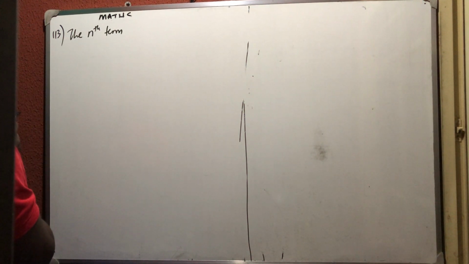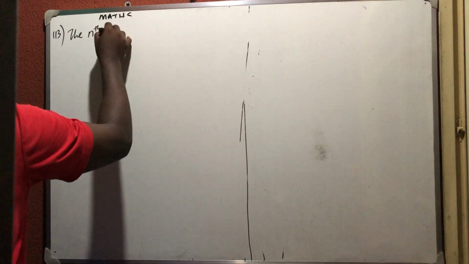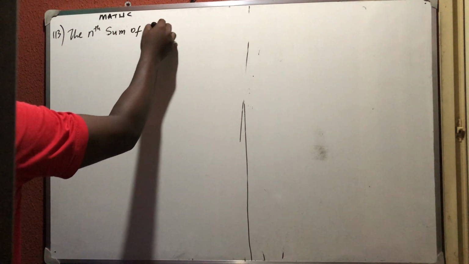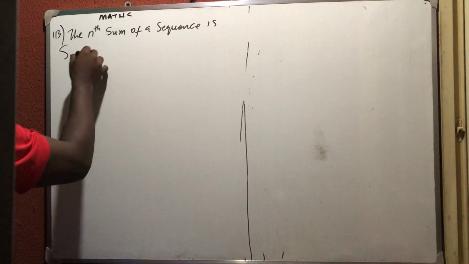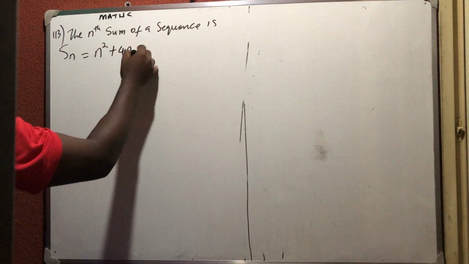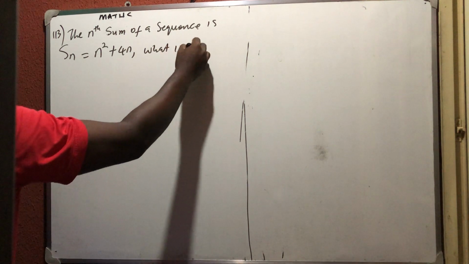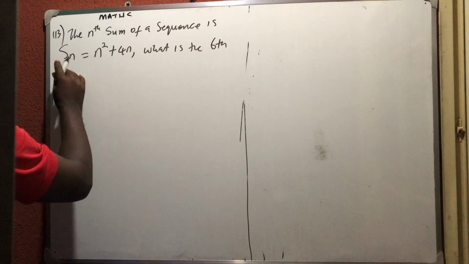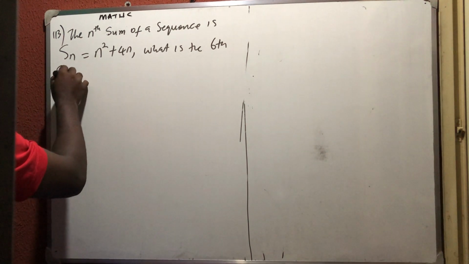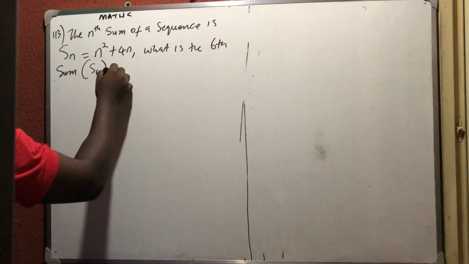Okay, so the next one, question number 113. Question number 113 said the nth sum of a sequence is Sn is equal to n squared plus 4n. Then I say what is the sixth sum, S6, of the sequence.